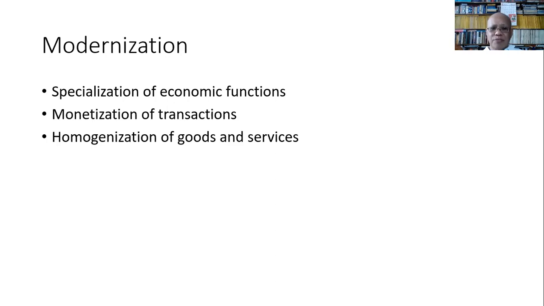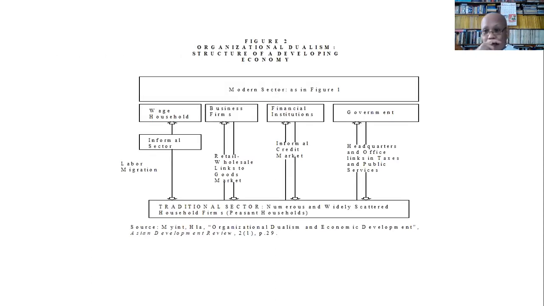So these traditional societies, where the developed economies came from, are now fully modern societies. But a developing economy is one where it already has a modern sector, but it has a sector that is no longer traditional, right? No longer with a very, very low degree of specialization, monetization, or homogenization. But they're not yet fully integrated with the modern sector. Okay? And here's an example.